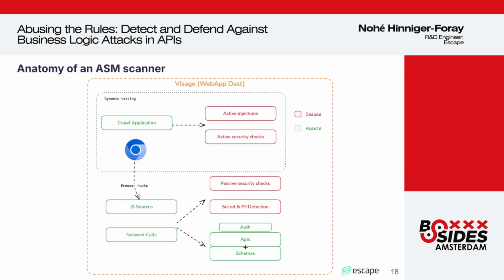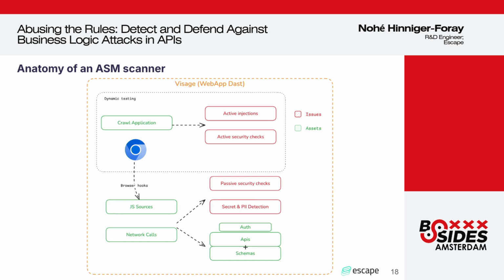Let's take a look into one of those scanners, which is the main one that we used in this research. It's our web application DAST, because those were mostly web applications. Basically, you take the application, you start a browser, you go to the application, you crawl it with some AI or different techniques to get into all the possible paths. And then we perform some injections and security checks to find issues.